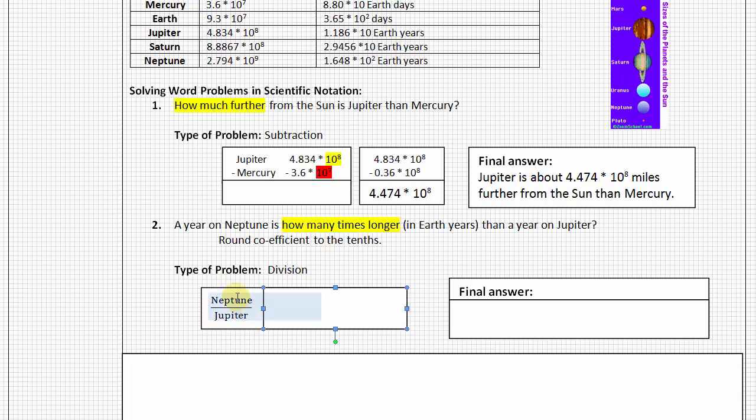I've gone ahead and, because we've used this form the most, used the fraction form of division, so Neptune in the numerator, Jupiter in the denominator, using our chart to pull the information we need. Go ahead and set your problem up. Should be something like this.